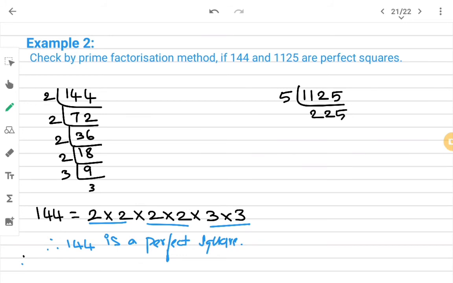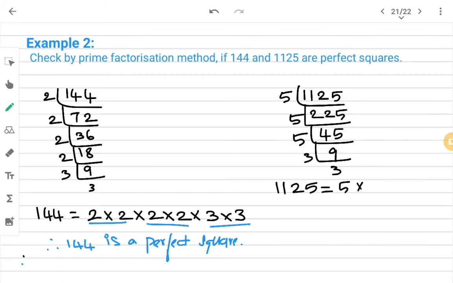You will get 5. Shall I divide it by 5 again? Yes. 5. 5 fours are 20. Balance 2. So, 5. And then again 5 times 9. 3 3s are 9. Okay. That is, 1125 can be written as 5 into 5 into 5 into 3 into 3.